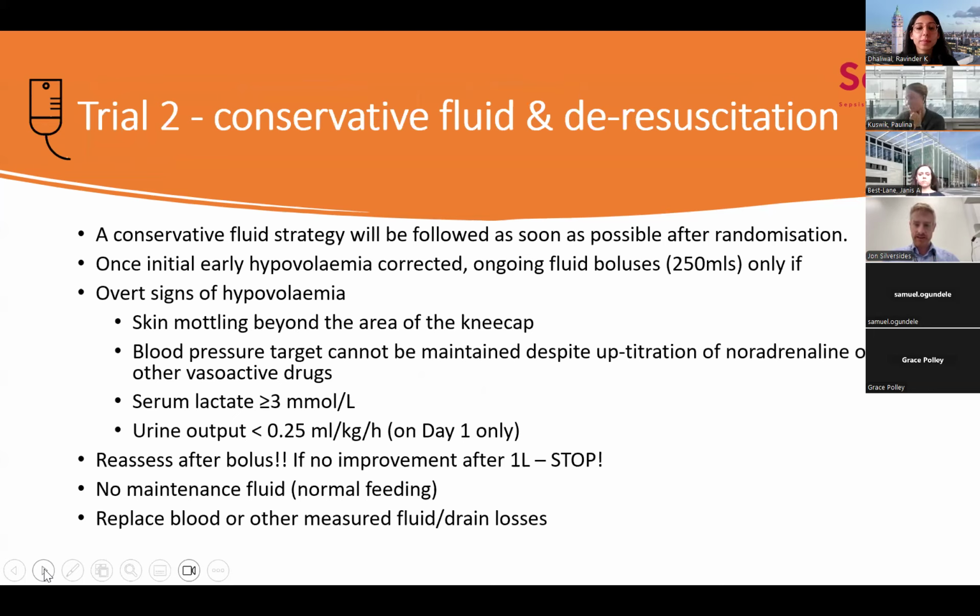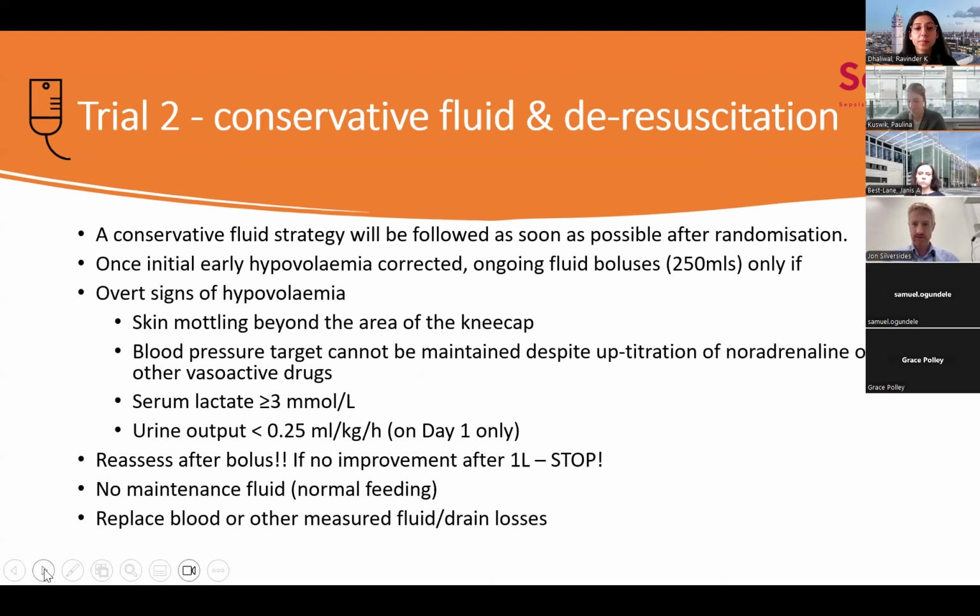And the idea is that once that initial early hypovolemia has been corrected, and that's generally within the first hour or so, that's the phase when we're trying to rescue the patient by just trying to maintain some kind of perfusion with the first little bit of fluid. Then after that, we want you to only give fluid boluses of 250 mils at a time if there are overt signs of hypovolemia. And really what we're looking for here is evidence of hypoperfusion.